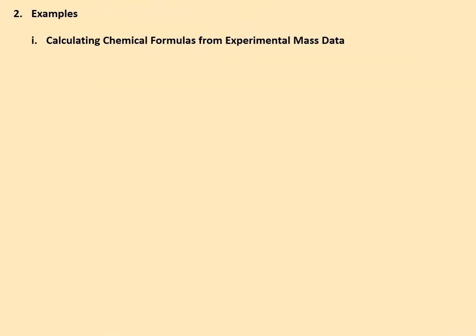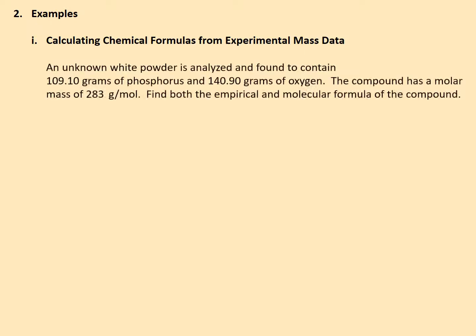All right, so let's apply this procedure to a couple of examples. In this first example, we'll take a look at how to calculate a chemical formula from experimental mass data. In this problem, we're told that an unknown white powder is analyzed and found to contain 109.10 grams of phosphorus and 140.90 grams of oxygen. The compound has a molar mass of 283 grams per mole. We want to find both the empirical and molecular formula of the compound.